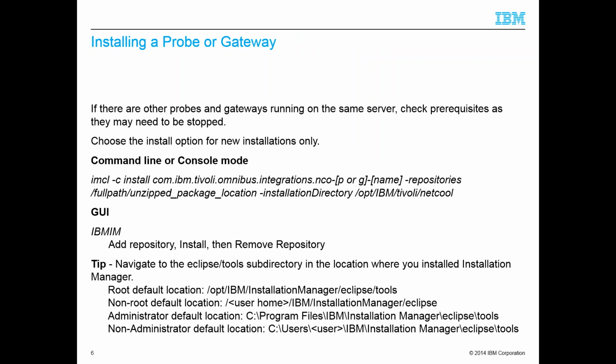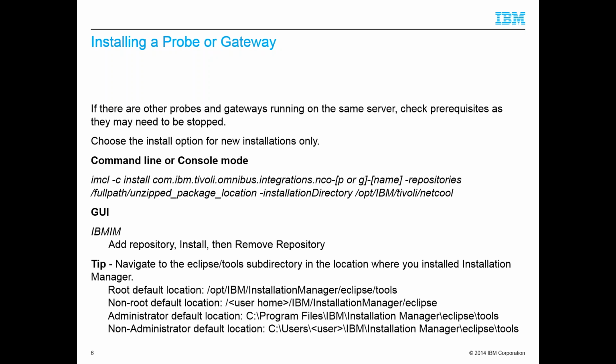Here's an example of how to install a probe or gateway. First, if there are other probes and gateways running on the same server, check the prerequisites as they may need to be stopped. Within each probe and gateway guide on the summary page, they'll list out the prerequisites that are installed with it. Especially for probes, we have a lot of non-native probes, which means they have a prerequisite non-native package. If you have multiple non-native probes running on the same server, all those non-native probes need to be stopped whenever you're installing or upgrading a non-native probe onto the same server. So it's always good to check.